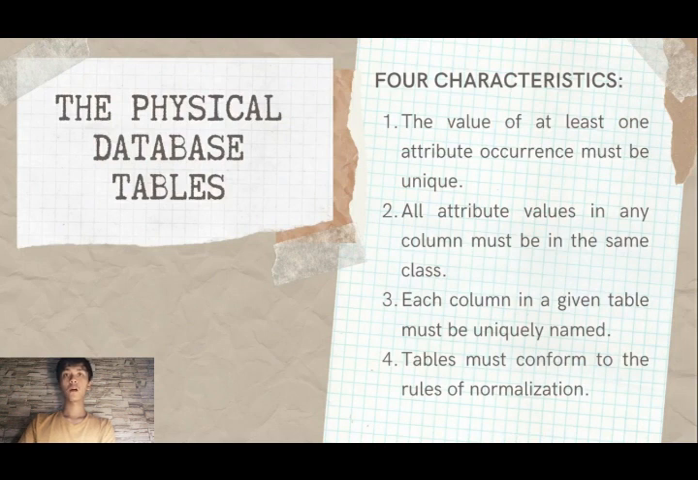The second characteristic is that all attribute values in any column must be of the same class. The third one is that each column in a given table must be uniquely named. However, different tables may contain columns with the same name. And the last characteristic is that tables must conform to the rules of normalization. This means that they must be free from structural dependencies, including repeating groups, partial dependencies, and transitive dependencies.